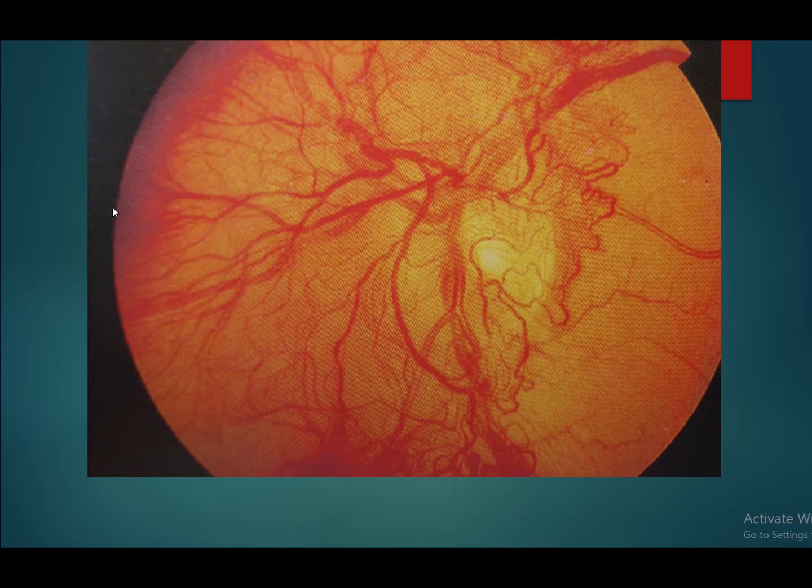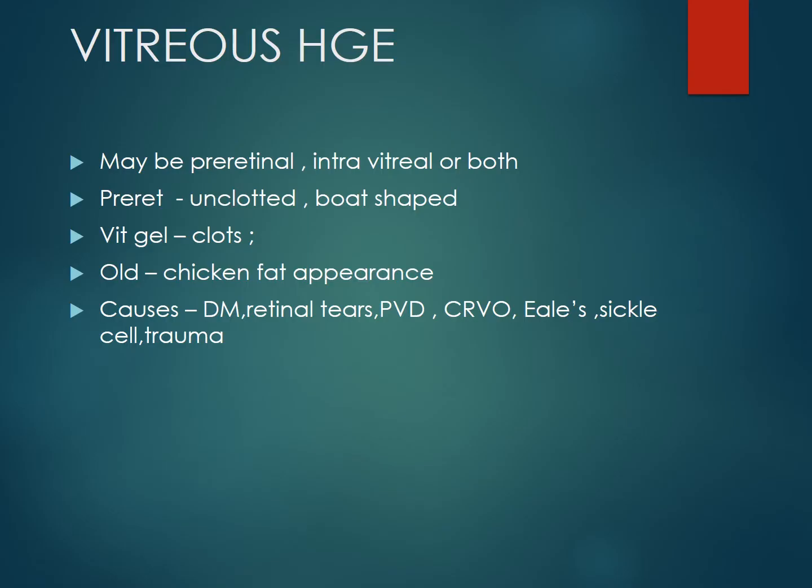These are all new vessels induced by hypoxia and hyperglycemia causing vascular endothelial growth factor release, and all this damage is done to the retina. It's in front of the disc. And vitreous hemorrhage is nothing but hemorrhage in the vitreous. This can be pre-retinal, intravitreal, or both. Pre-retinal means in front of the retina, between the vitreous and the retina.